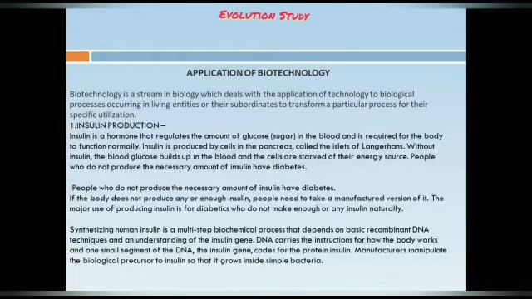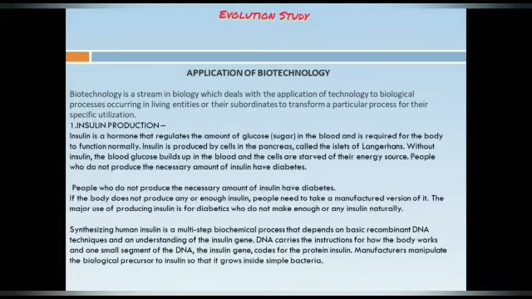Application of biotechnology. Biotechnology is a stream in biology which deals with the application of technology to biological processes occurring in living entities or their subordinates to transform a particular process for their specific utilization.